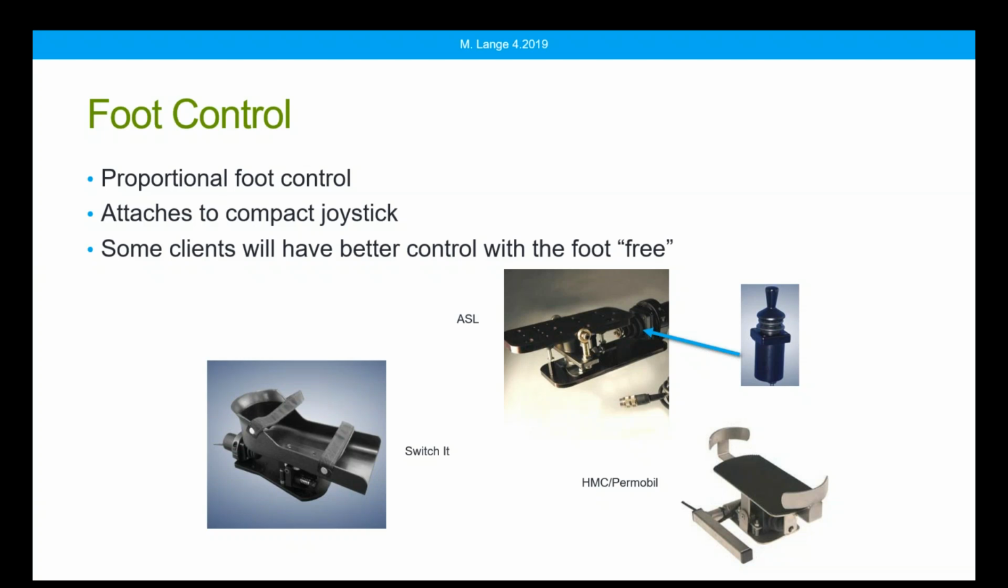One joystick that sometimes works well for someone using foot control is the Mushroom joystick. It seems to have a good shape and level of durability for foot control.